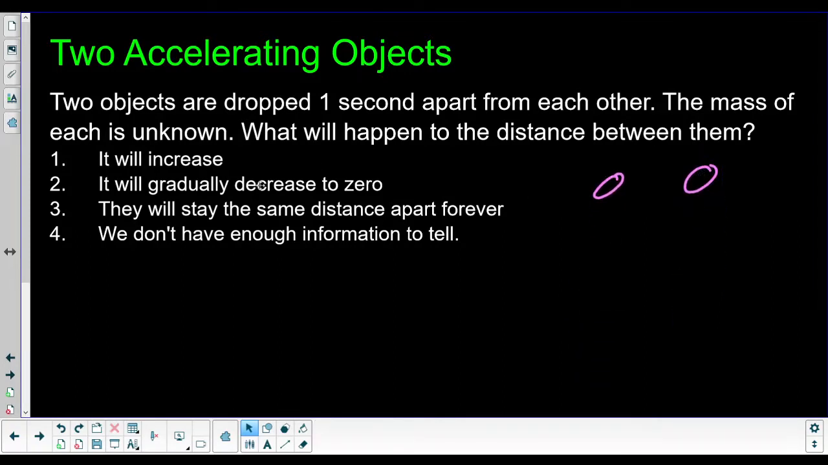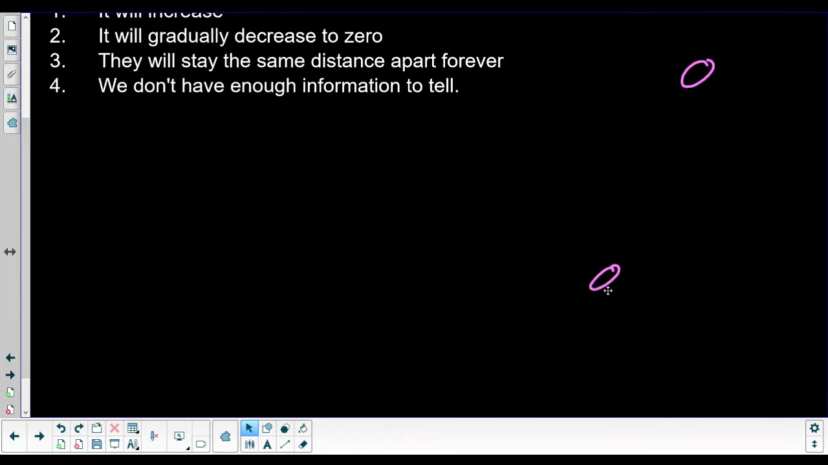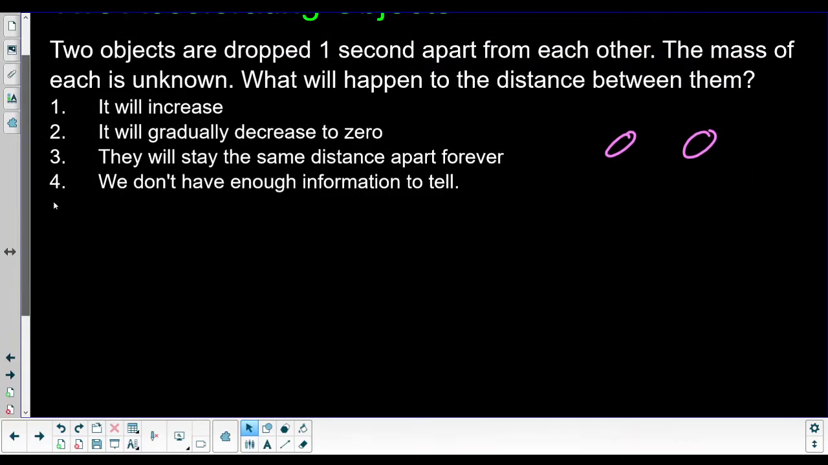Well, the distance could increase. This one could drop, and then it drops way farther, and then this one drops a little. And then this one drops way farther, and then this one drops a little more. And the distance between them continues to increase. Okay. The distance could decrease to 0, right? They could get closer together. This one could fall, and then I drop this one 1 second later. It falls, it catches up a little, and eventually they'll be right next to each other. That could happen, maybe, I don't know.